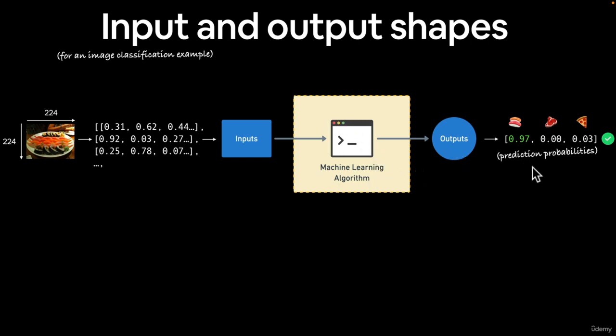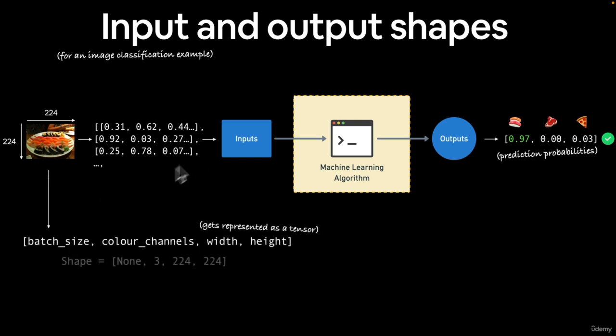Then it has some outputs, which come in the form of prediction probabilities. The closer to 1, the more confident the model is in saying, hey, I'm pretty confident that this is a photo of sushi. I don't think it's a photo of steak, so I'm giving that 0. It might be a photo of pizza, but I don't really think so, so I'm giving it quite a low prediction probability. And so if we have a look at what the shapes are for our tensors here.